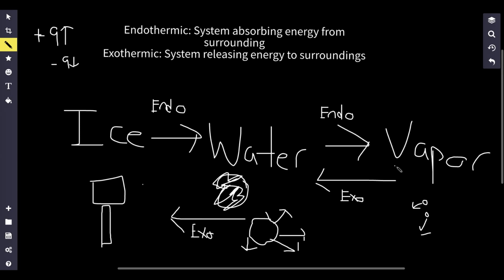So gas to liquid, or condensation, that would be exothermic. Water to ice, or freezing, that would be exothermic. And deposition, gas to ice, that would also be exothermic.